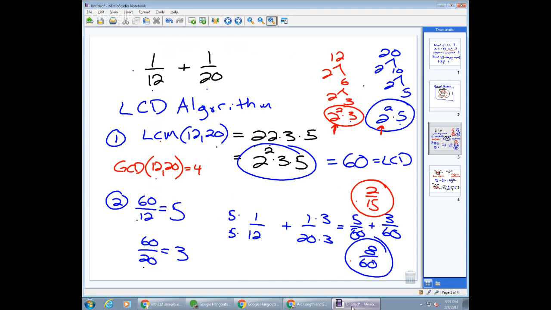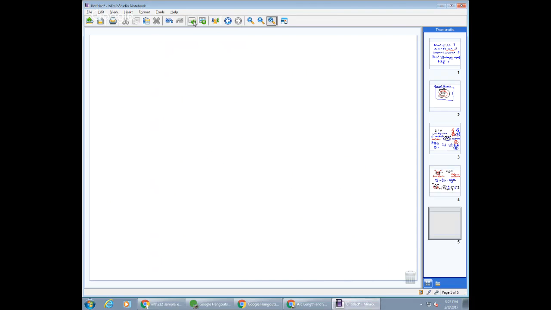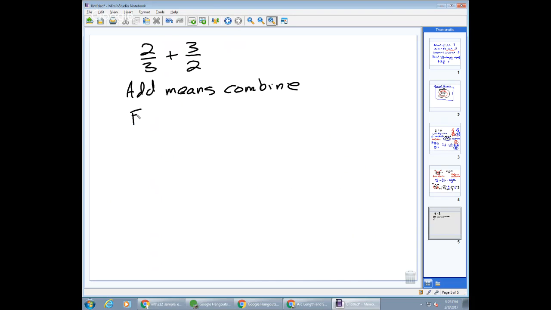So, new page, 2/3 plus 3/2. First I have to remind myself, what does addition mean? Addition means combine. And then what is a fraction? A part of a whole is what we usually do. So I have to draw each of these as part of a whole.